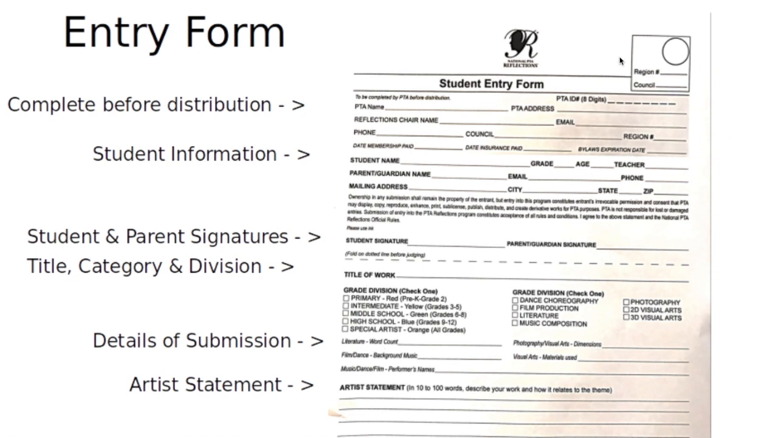So we need all of this information: your 8-digit PTA ID, which you can get from your PTA president, the name of your PTA. If I were doing this for my kids' school, I would write Fox Hills Elementary PTA, the address of the school, my name, my email, my phone number, our council if we have a council, and our region number. If you don't know that, ask somebody. Down here you put the date that your membership was paid for this school year, the date insurance was paid, so the date on the check, and the date that your bylaws expire.